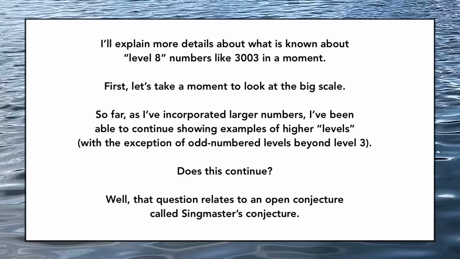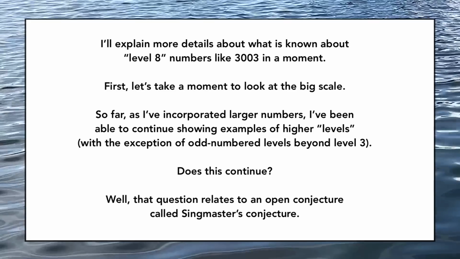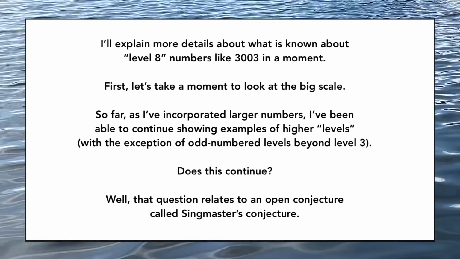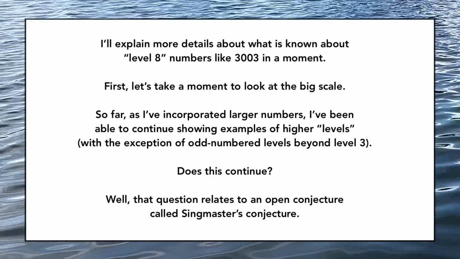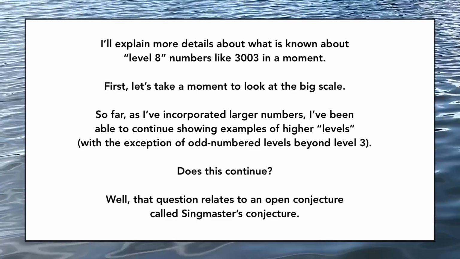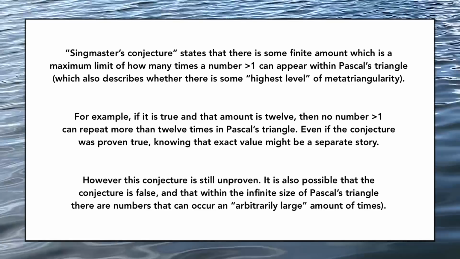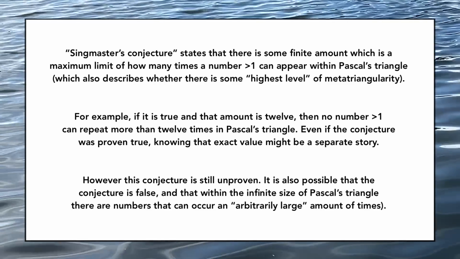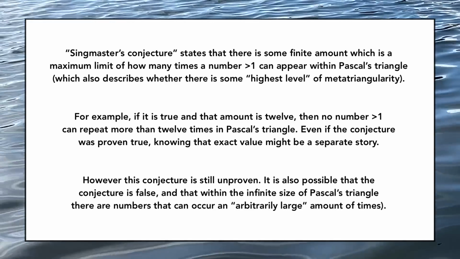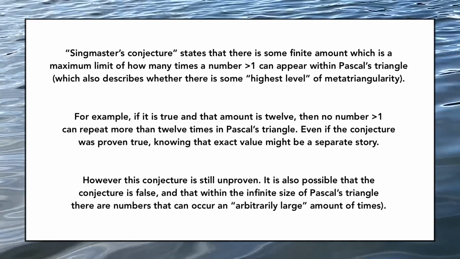Now, before I get to what else is known about numbers that appear 8 times, let me discuss the general big picture. So far, apart from the missing odd-numbered levels, I've been able to keep ascending in meta-triangularity as I look at larger numbers. So is that something that will continue? Well, one possibility is that that question ends up being equivalent to something called Singmaster's conjecture. He conjectured that perhaps there's some finite amount, that is, some maximum upper limit to the amount of times any number larger than 1 could appear within Pascal's triangle, which also tells us about limits within meta-triangularity that might exist.